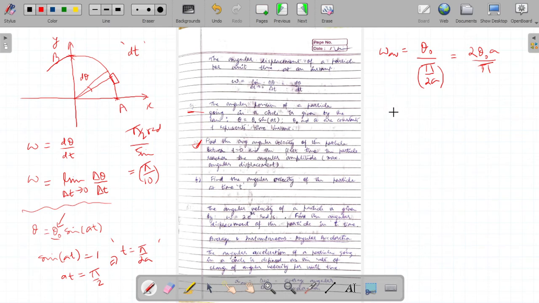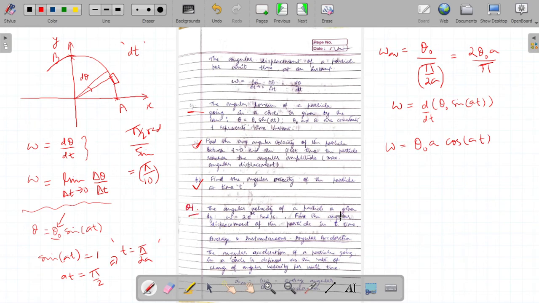After that, we would say, what is the angular velocity of the particle at t time? So the angular velocity of the particle at t time can be evaluated using the formula which we just defined. So differentiating the angular position of the particle, theta naught sine at, the omega is equal to theta naught into a cos at. So this would be the instantaneous angular velocity of the particle. Let us do question number 1.